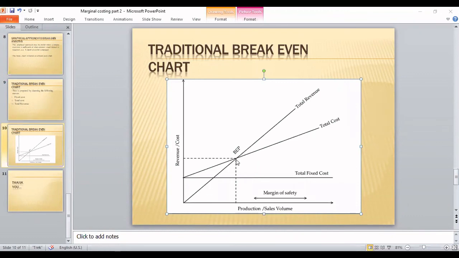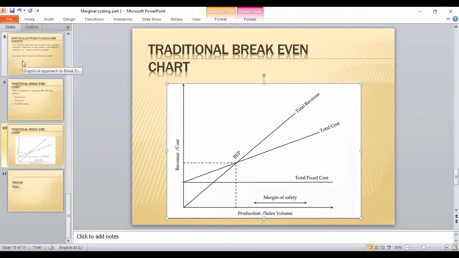So the point where this total revenue and total cost intersect each other, that point we call it as, what do you call it? Come on, tell me. Break even. Yes, break even, exactly. So today till here we are completed.